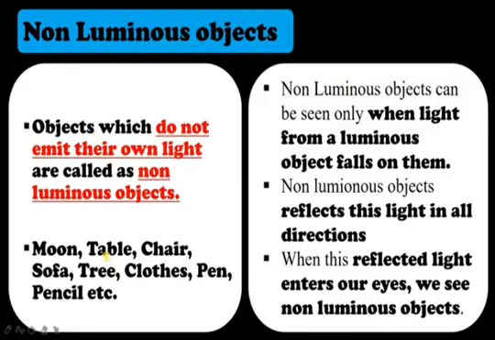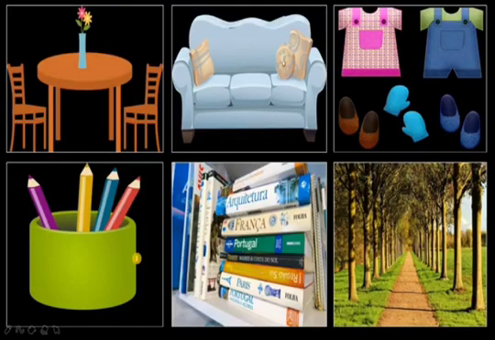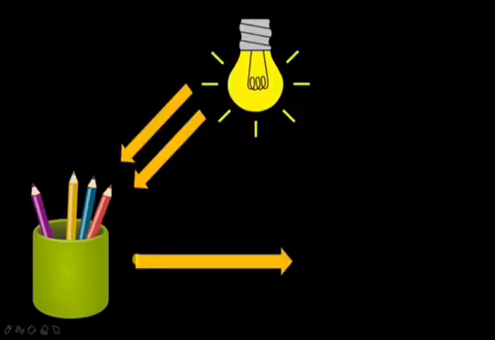Next is non-luminous objects. Objects which do not emit their own light are called non-luminous objects. What are non-luminous objects? The moon, table, chair, sofa, tree, clothes, pen, pencils, etc. Look at here. Will they produce any light? No. So they can be considered examples of non-luminous objects. This is the pencil stand. So, the pencil stand is a non-luminous object.